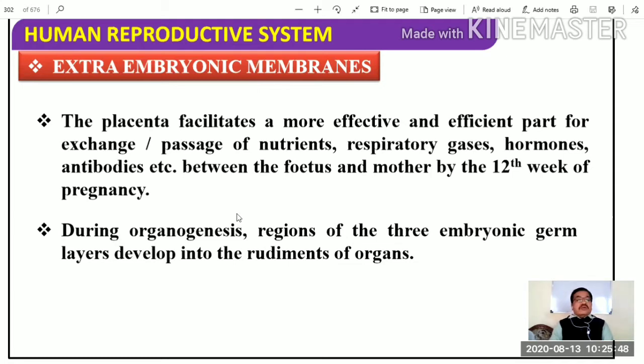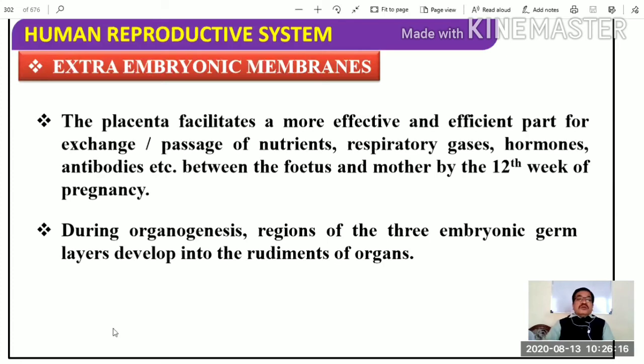During organogenesis, which is the development of the organs in the fetus, regions of the three embryonal germ layers develop into the rudiments of organs. Slowly there is a development of the organs. There is a basement of the organs, and after that, they show further growth.